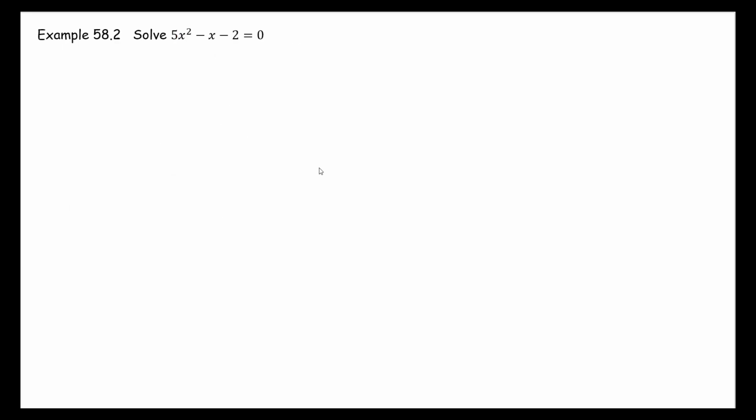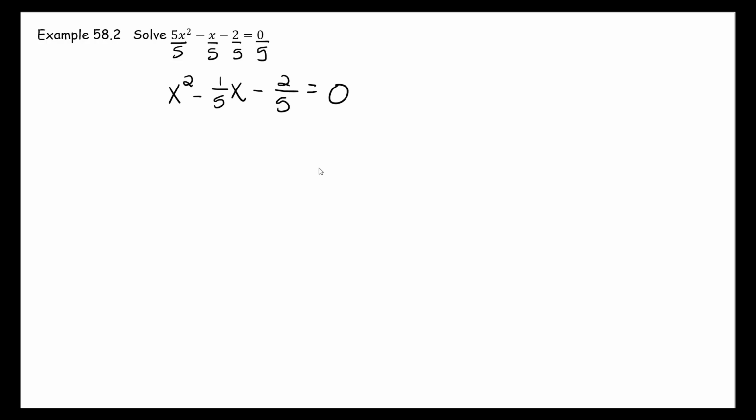Now let's solve this quadratic by completing the square. Again, our leading coefficient is not 1, it is 5. So we're going to divide everything here by 5. This is going to give us x squared minus 1/5 x minus 2/5 equals 0.